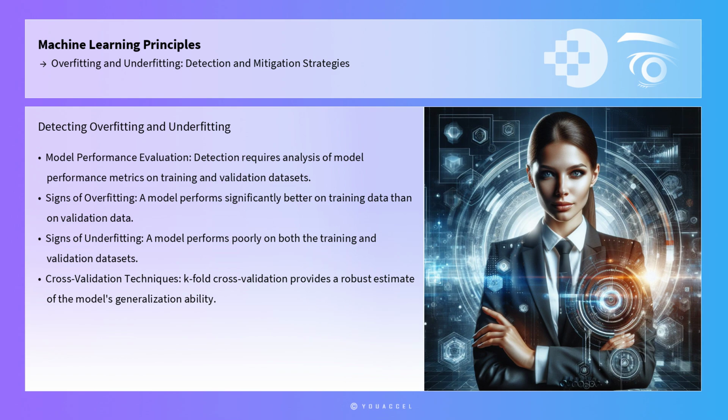Cross-validation techniques, such as k-fold cross-validation, are effective in assessing model performance and detecting these issues. By partitioning the data into k subsets and training the model k times, each time using a different subset as the validation set, one can obtain a robust estimate of the model's generalization ability.